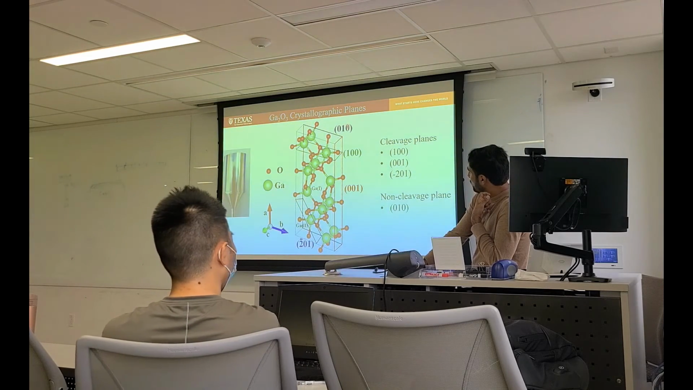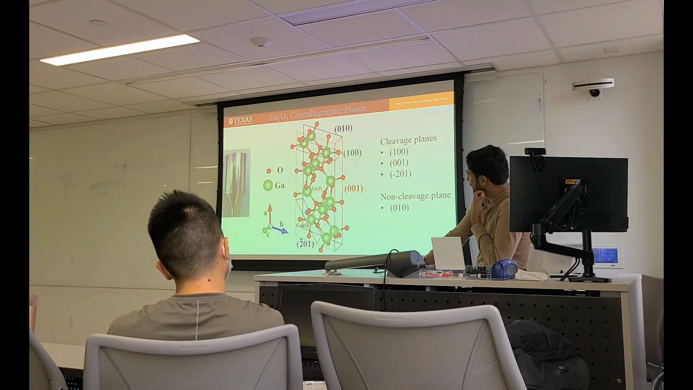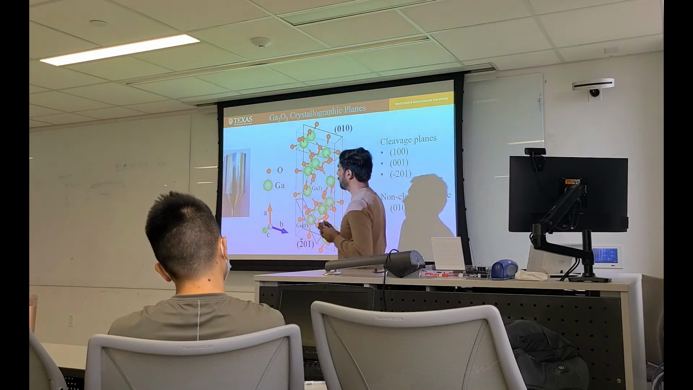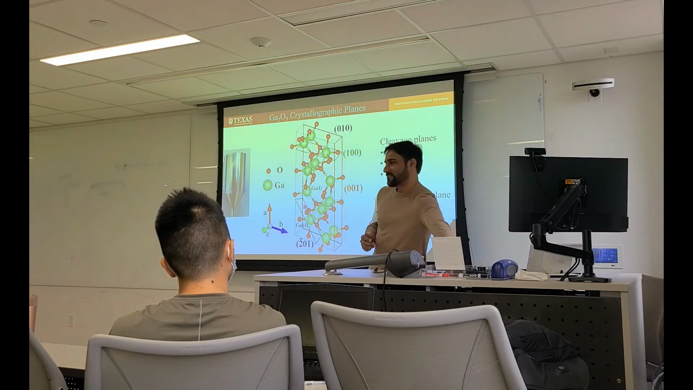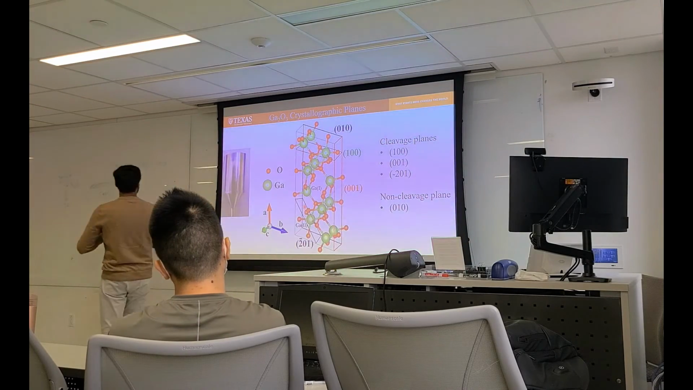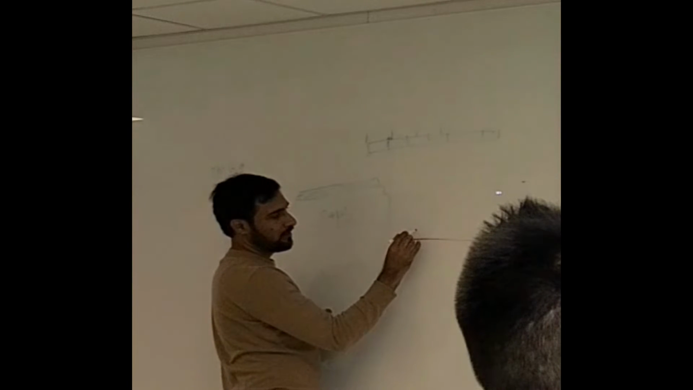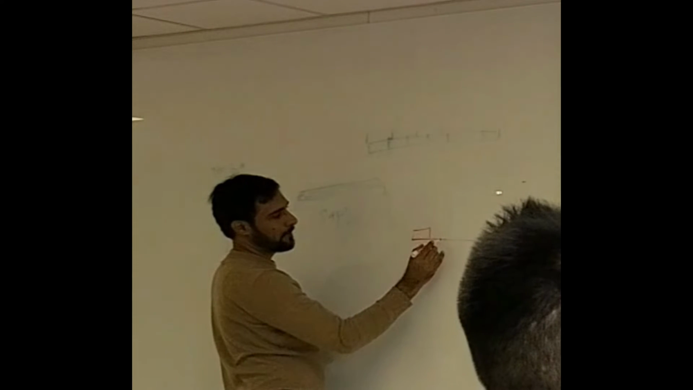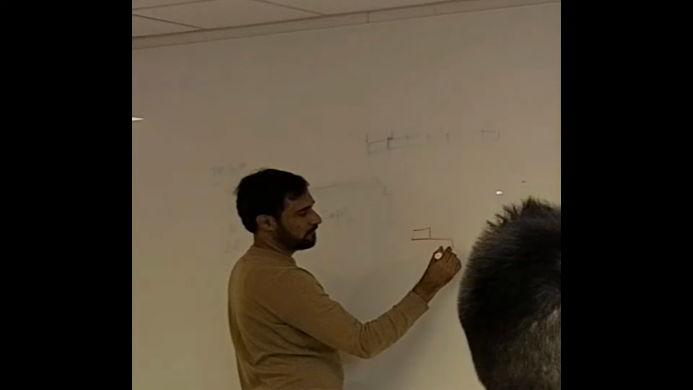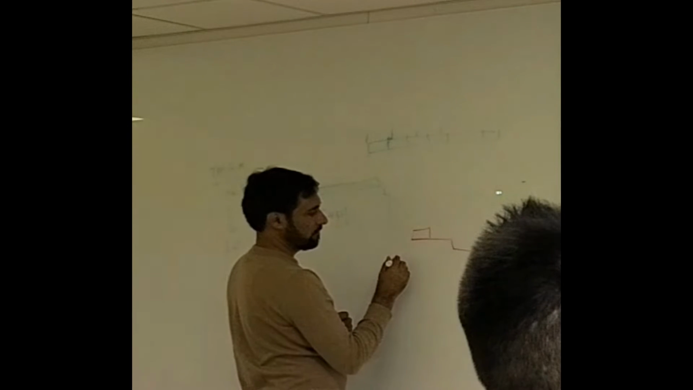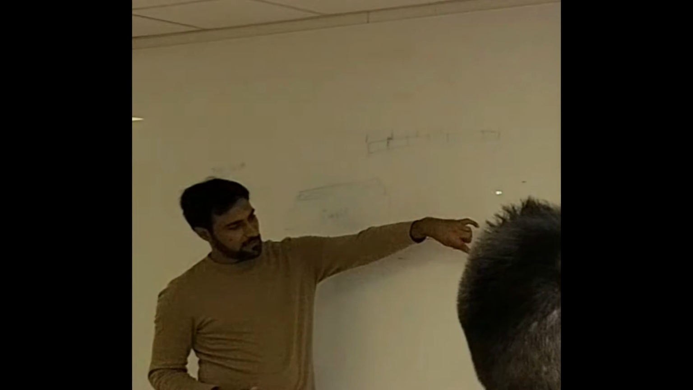So 0, 1, 1, 0, 0. Talk about this one. The 1, 0, 0 plane is cut along this direction, then you will have very uniform terraces. You have your substrate. These are the terraces. You do have uniform terraces and monolayers.